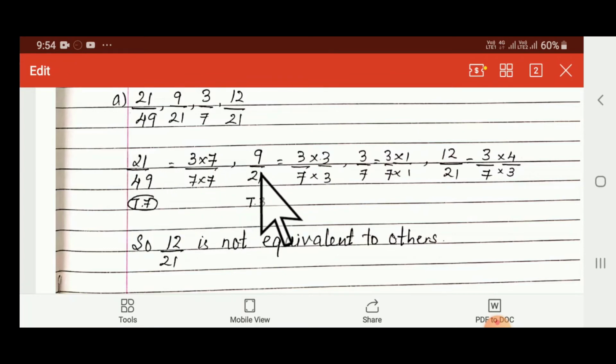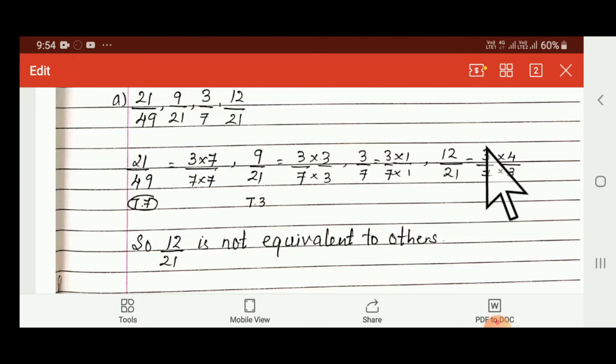The next question is 9 by 21. The smallest one, 3 by 7 given. So in table 3, when do you get 9? 3 3s are 9. So place 3. In table 7, when do you get 21? 7 3s are 21. So it is also equivalent. The next one is 3 by 7, keep as it is.